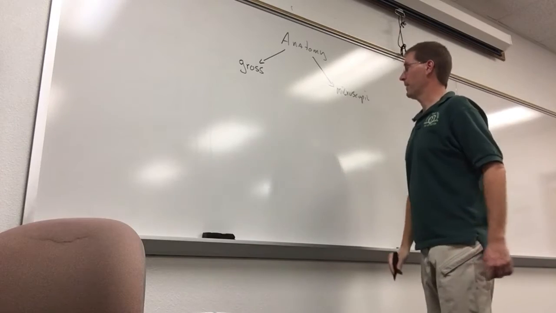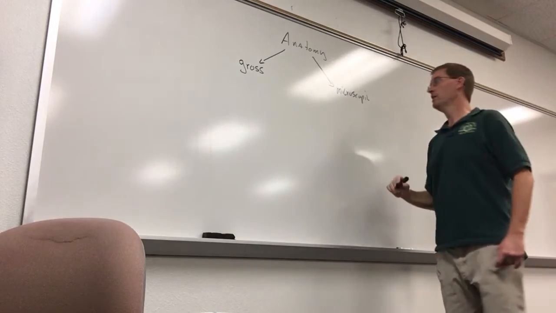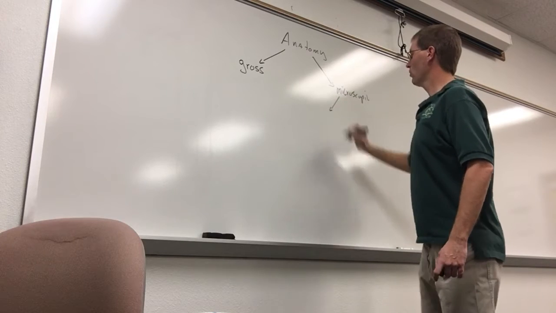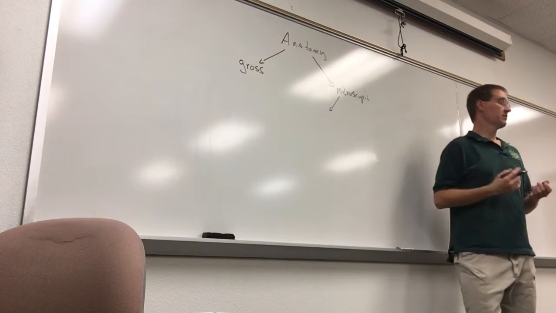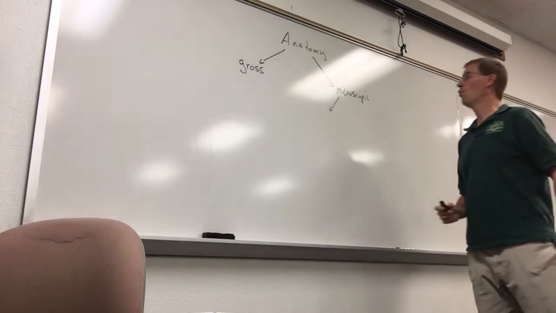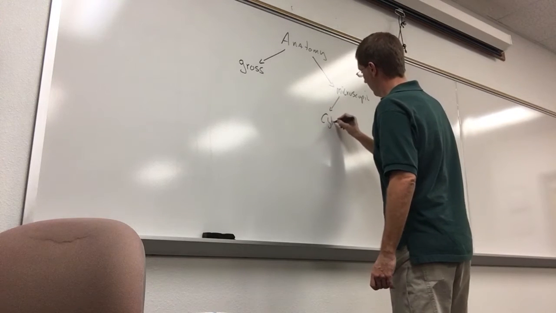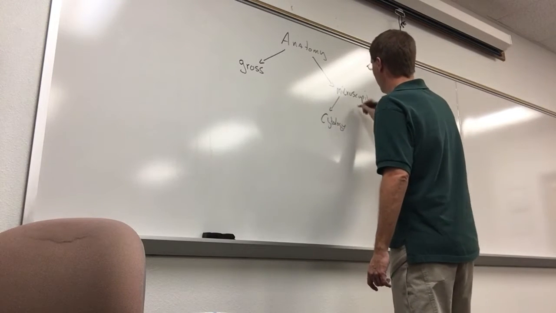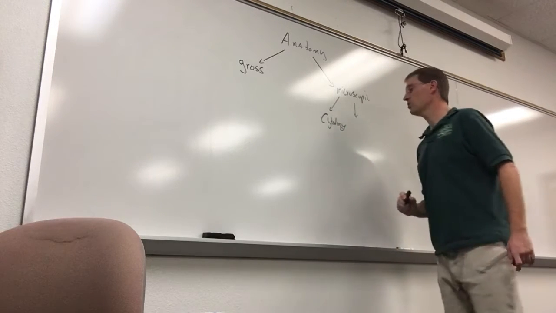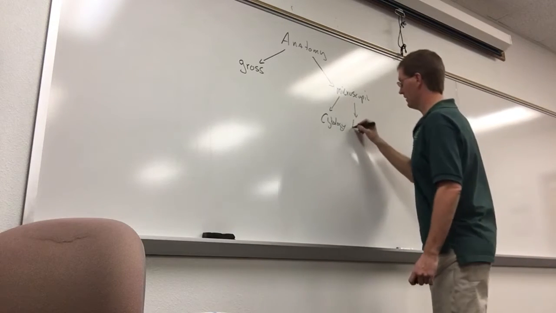All right, microscopic. Now, under the umbrella of microscopic anatomy, we have some other subtypes. When we're looking at the individual cells themselves, and we're studying individual cells, we call that what? Cytology. Good. Now, when we're looking at tissues rather than cells, we call that histology. Good.